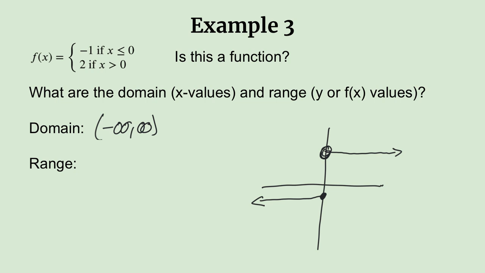Our range is a little bit different here. -1 or 2. There's only 2 values. Sometimes you'll see some people write like this, where it's the squiggly bracket, -1, comma 2, squiggly bracket.